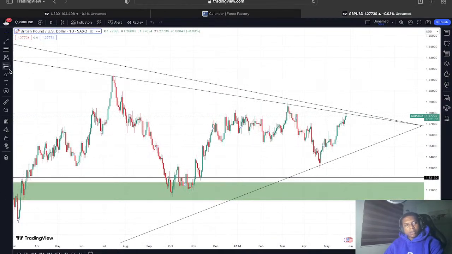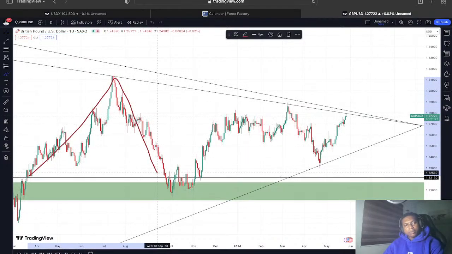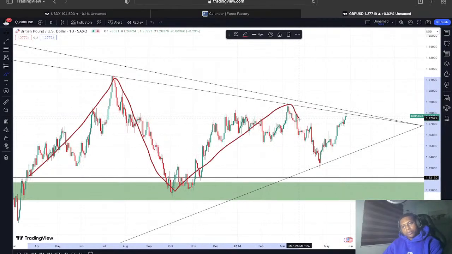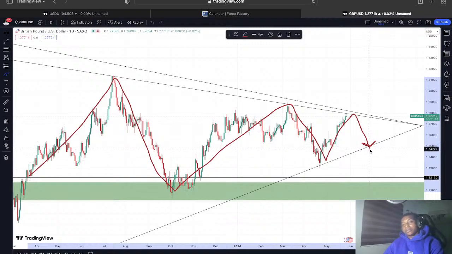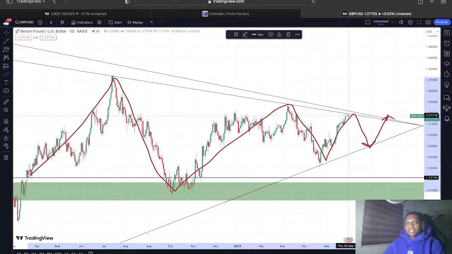Price went up, came down, went up, came down, went up. So this might be the next leg where price will finally break out. But at this edge, there is a higher probability that there will be a turnaround on this edge.